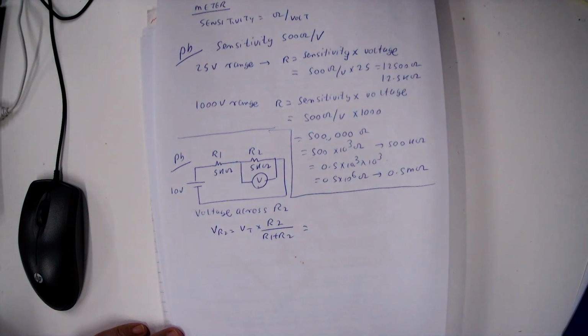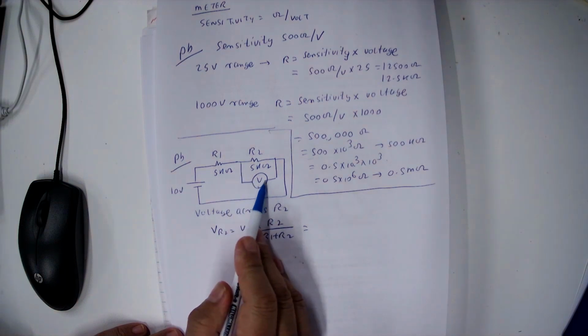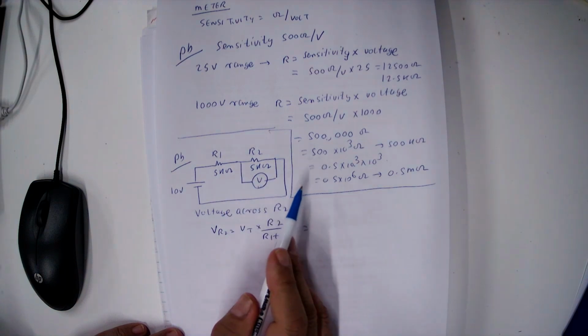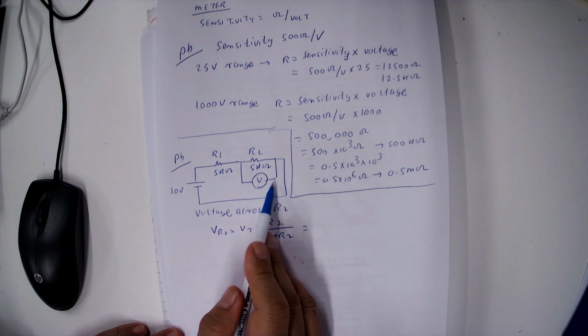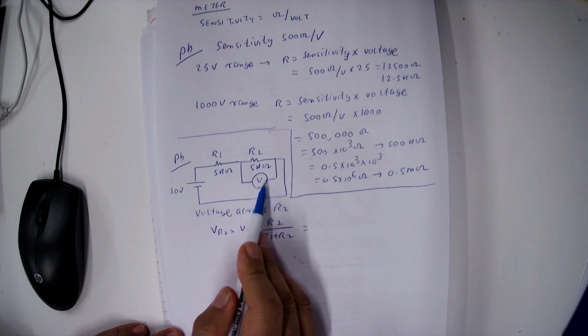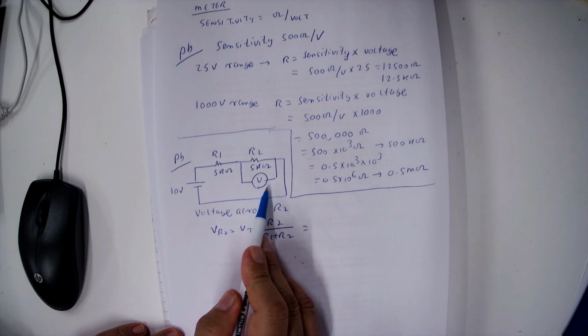In this case, we neglect the meter resistance. The meter has a very high resistance, okay? So with a very high resistance, we can neglect it for the parallel connection. If we have a low resistance, current will flow into the meter.